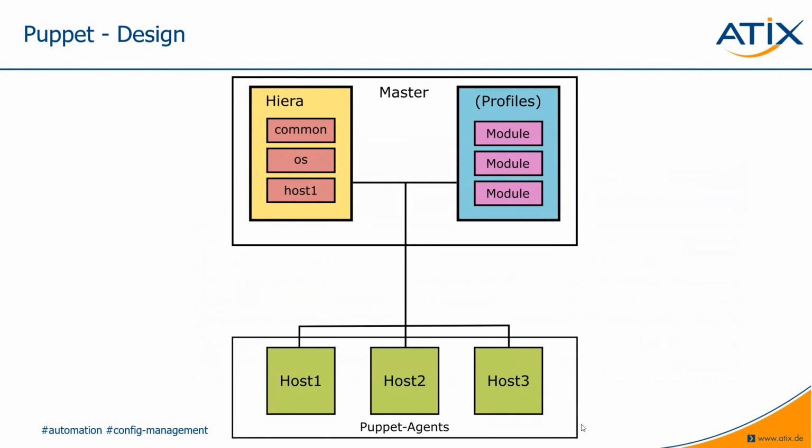So after 30 minutes, the host collects all those facts, like the IP address, operating system, things like that, and sends them to the master. The master uses those facts to find the right configuration from the hierarchy, combines it with the modules, and gives everything back to the host. The host itself has Ruby scripts in the end. It's similar to Ansible, but in this case it's Ruby, and those Ruby scripts take care of all this configuration. If I want to change something in my infrastructure, I just have to adapt a parameter in the hierarchy, and then I can be sure that after 30 minutes at most, every host has applied this change.